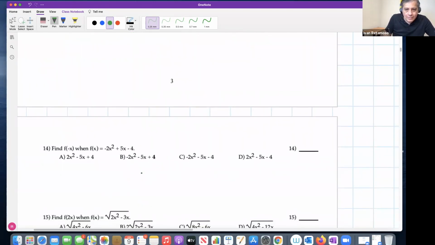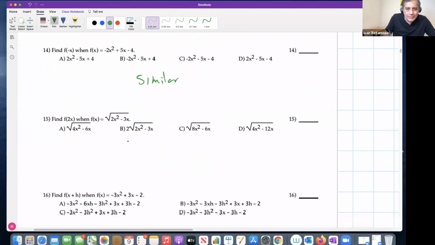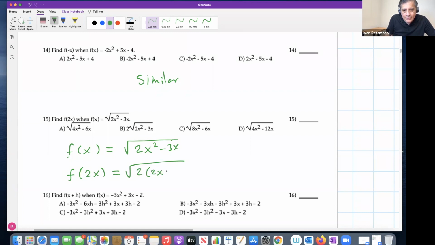So you can do it at home, similar. Let me look for different forms. This one is different. So probably you should try this. The function is the square root of 2x squared minus 3x, in case you don't see it well there. And they're asking you to compute f of 2x, right? So basically you have to do this. You write 2x instead of x, and you're gonna simplify this guy as much as possible. Go ahead and try.